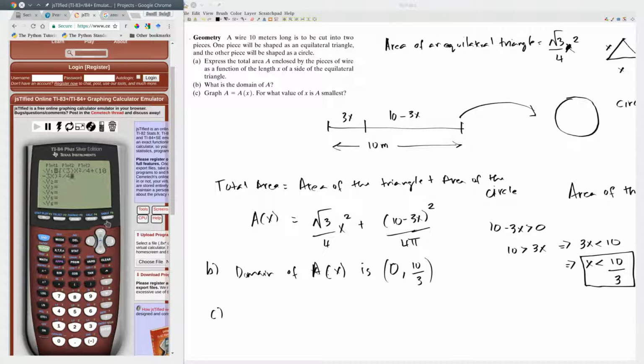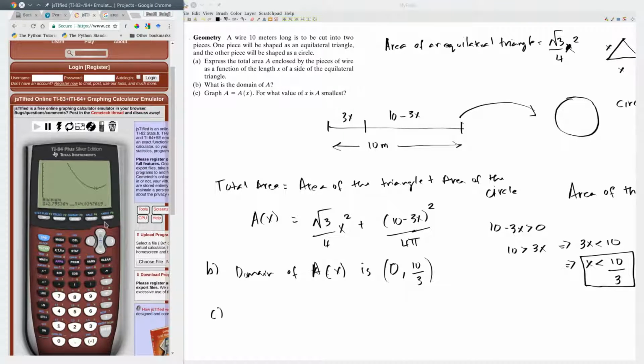And let's graph this. And we get a nice little curve, and you can see the area is the smallest right over there. So we can easily find that by doing second trace, number 3, select a left bound, go over, cross the minimum value, and select the right bound and guess.